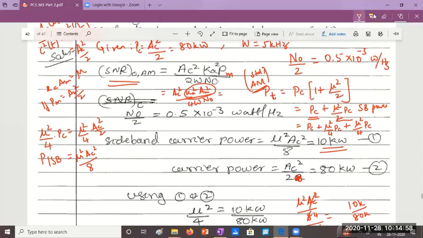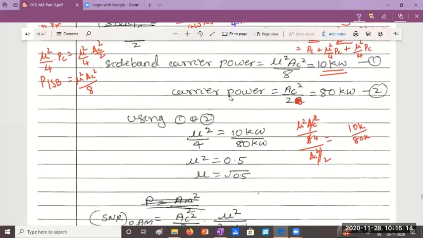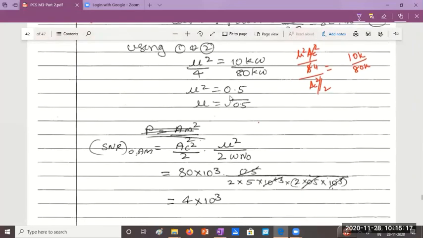Right? This Ka into Am, you can replace it with mu. Okay, Ac square mu square by 4 N naught into W. This will be your final expression. That's what you have here. Let us split it as Ac square by 2 because I know that is 80 kilowatts. Mu square is 0.5 and W is 5 kilohertz.